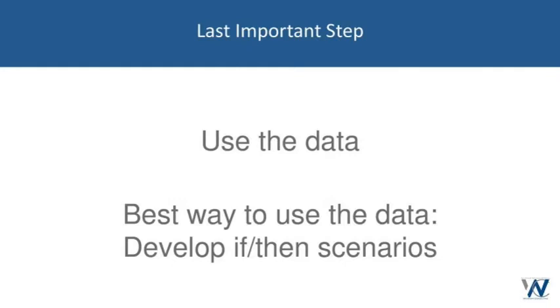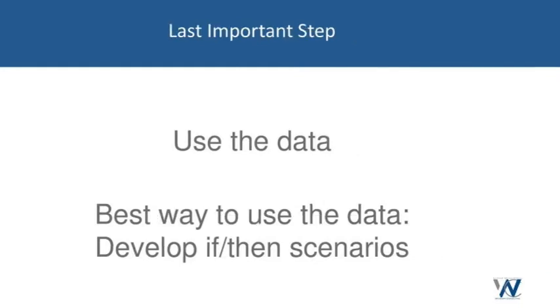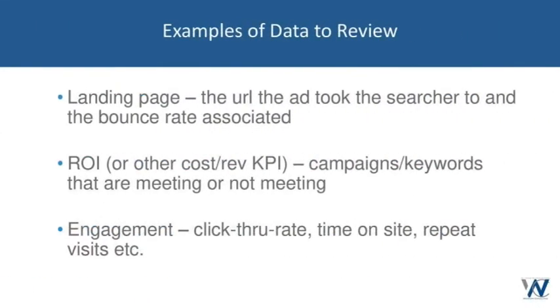Okay, great. So let's go through a couple if-then scenarios. Let me give you a couple examples first of what we're going to review. So for instance, things to review within Google Analytics in regards to your paid search traffic is, let's look at your landing pages, the URL that the ad took the searcher to, and the bounce rate associated with it. Super important. One of the first things you'll look at when you look at this data.